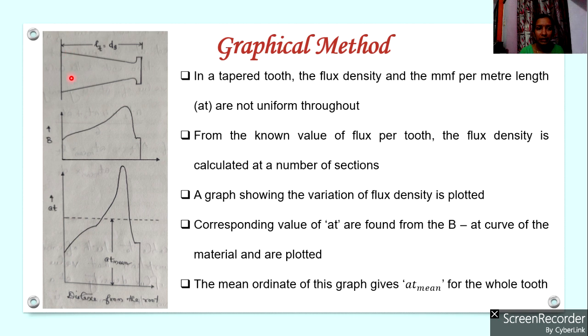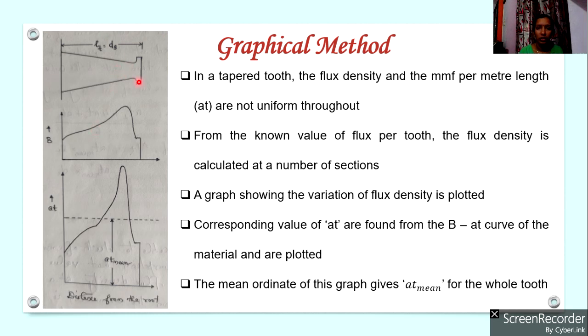If we are considering this section, we will calculate the area of cross section of this section, and then flux divided by area, we will get flux density, and we will plot that value of flux density in this graph. That value of B will be plotted in this graph, and we will take another section, calculate the area of cross section of that section, then find out the flux density corresponding to that section, then correspondingly plot that value in this graph.